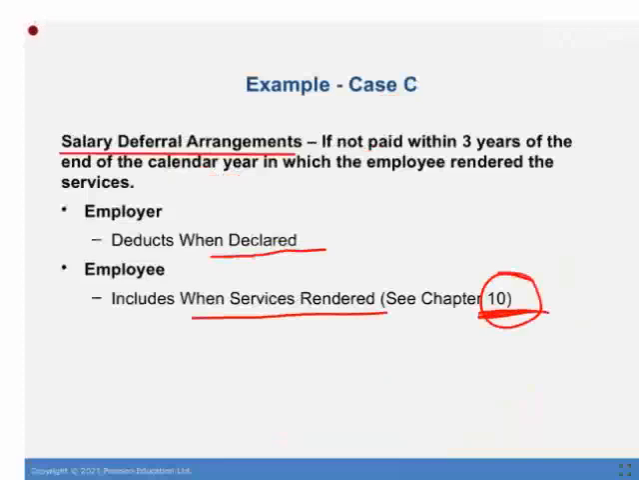We will talk a little bit more about this in chapter 10. So we'll put a pin in that for now. You're not going to get asked a big question about salary deferral arrangement here, but you may see inside of a question, it might comment about a bonus. So if you're calculating tax for the employee, you need to make sure to properly include the bonus when it's paid, outside of a specific salary deferral arrangement.